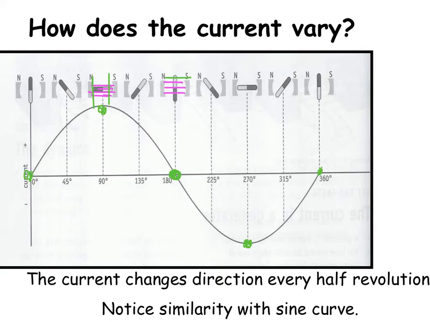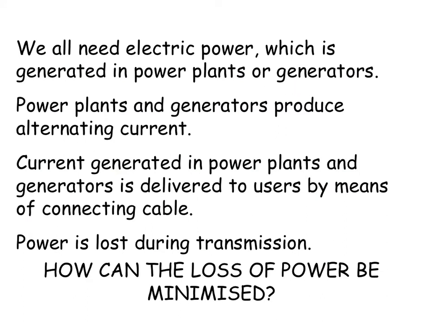We need electric power, which is generated in power plants. Power plants produce alternating current. The current generated in the plants is delivered by a connecting cable. Power loss during transmission is a big problem, and how can we minimize that?